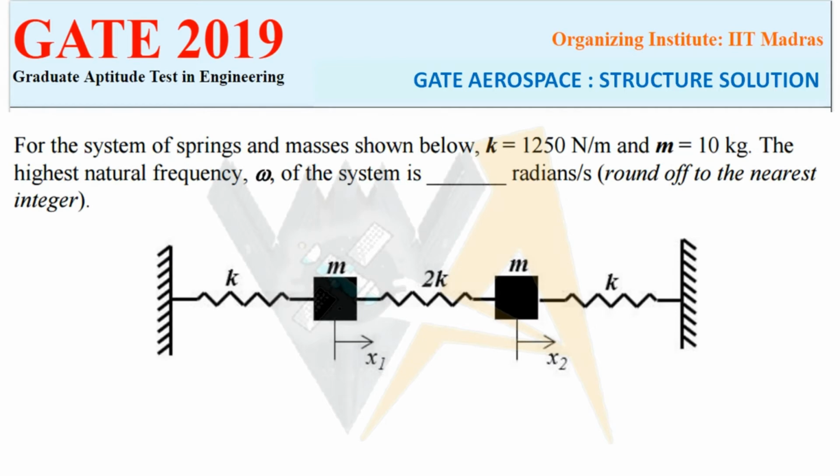Next question. For the system of spring and masses shown below, K equals 1250 Newton per meter and mass equals 10 kg. The highest natural frequency omega of the system is ___ radian per second. Round off to the nearest integer. So here you can see the figure which is displayed on your screen.